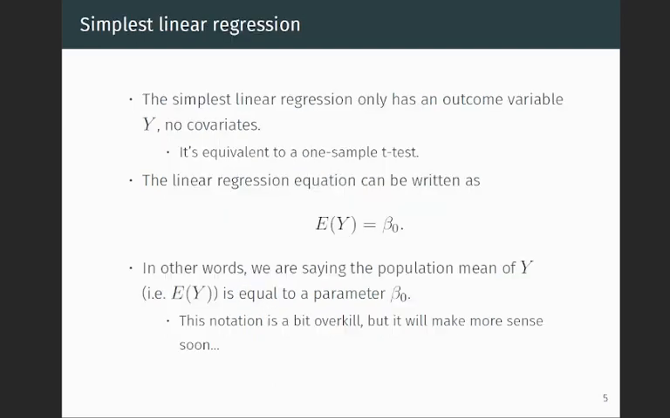So we'll start from the basics. The simplest linear regression possible is one where you only have one parameter, the intercept, and no covariate actually. So this one will be equivalent to a one sample t-test, and we'll see how that's the case. The linear regression equation, when there's no covariate, can be written as the expected value of y is equal to some coefficient beta 0. In other words, we're saying the population mean of y is equal to this particular parameter, and we're interested in estimating it.